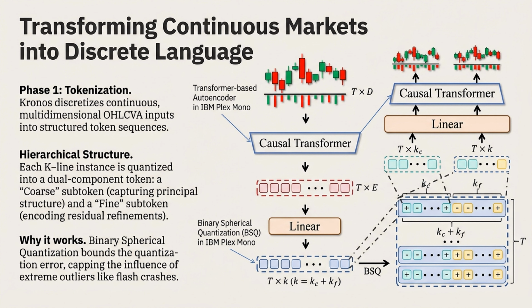So, how does Kronos actually work? Phase 1 is all about tokenization. Kronos transforms continuous, multidimensional OHLCVA inputs into a discrete language by structuring them into token sequences. We use a hierarchical structure where each K-line is quantized into a coarse subtoken to capture the principal structure, and a fine subtoken for residual refinements. To make this work smoothly, we utilize binary spherical quantization, which bounds the quantization error and prevents the model from being thrown off by extreme market outliers, like flash crashes.